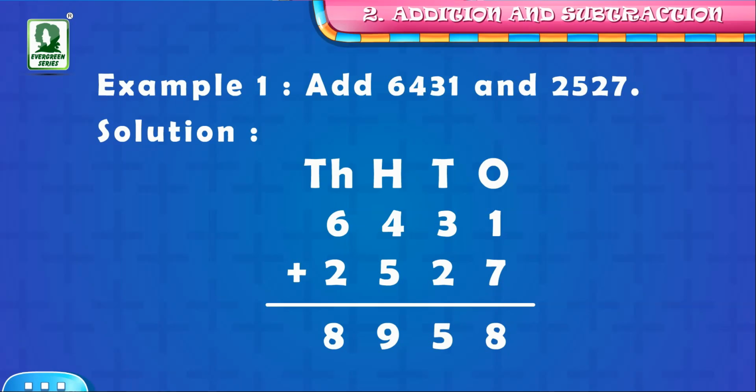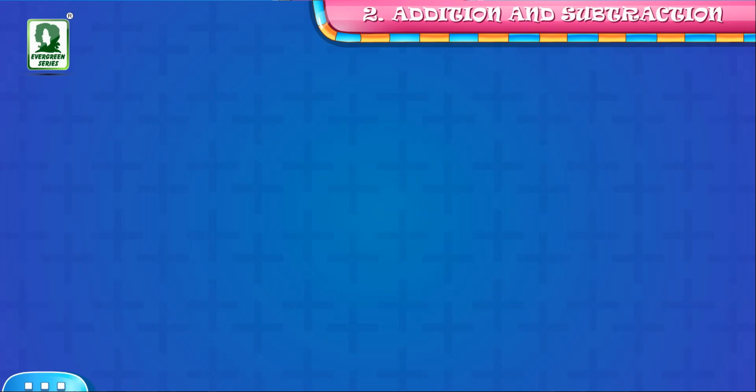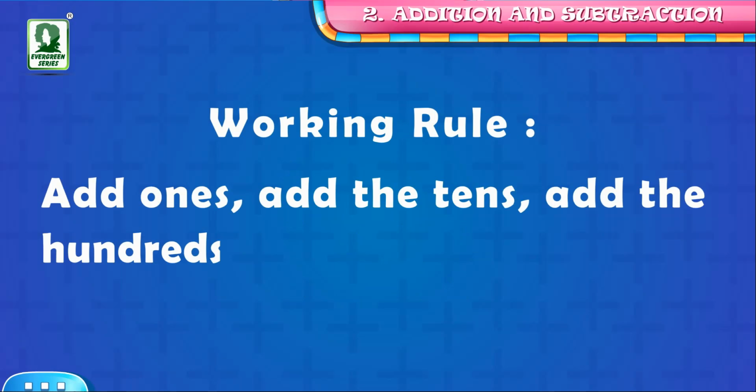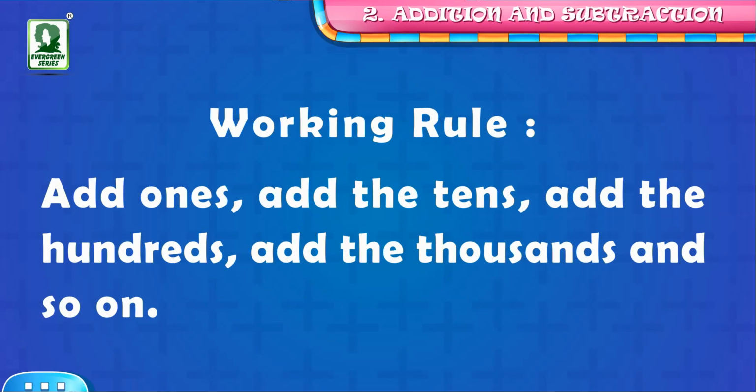Thus the total of 6,431 and 2,527 is 8,958. This is the working form, working rule. Add ones, add the tens, add the hundreds, add the thousands, and so on.